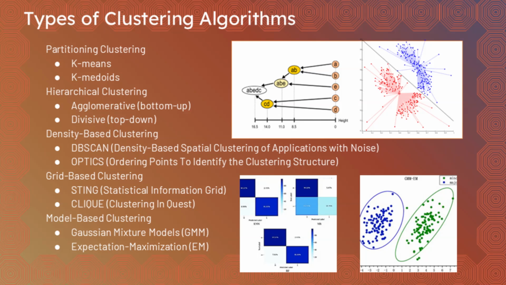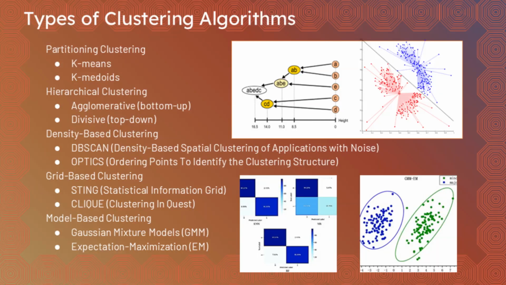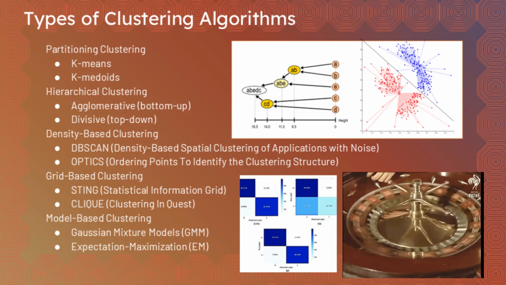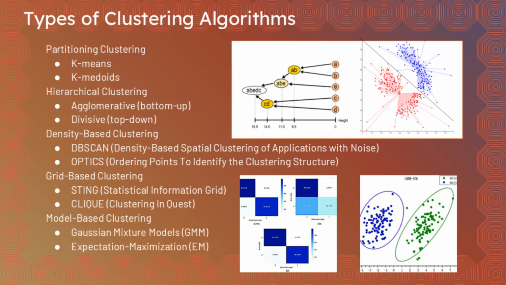Grid-based clustering like STING and CLIQUE divides the data space into a grid structure and performs clustering on the cells rather than individual data points. Finally, model-based clustering uses probabilistic models. Examples include Gaussian mixture models and the expectation maximization algorithm, which estimate the probability that each point belongs to a cluster. Choosing the right algorithm depends on your dataset's size, shape, and noise tolerance.